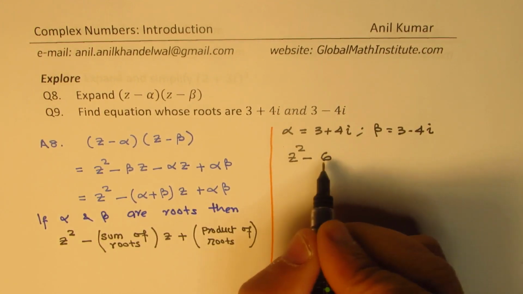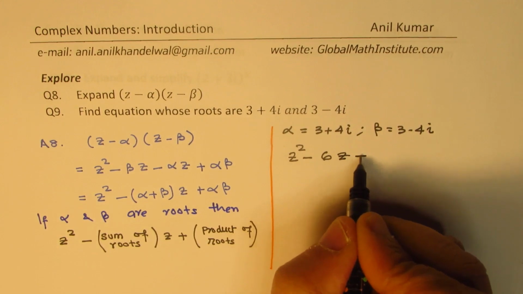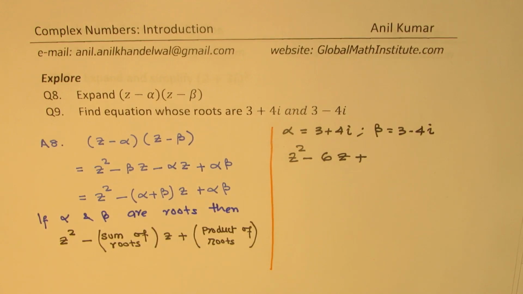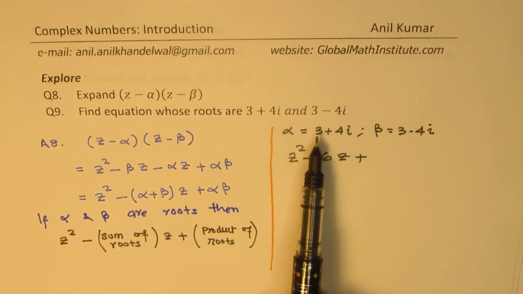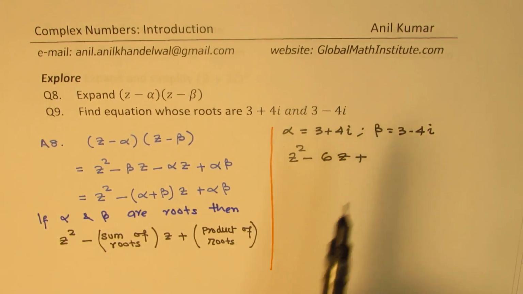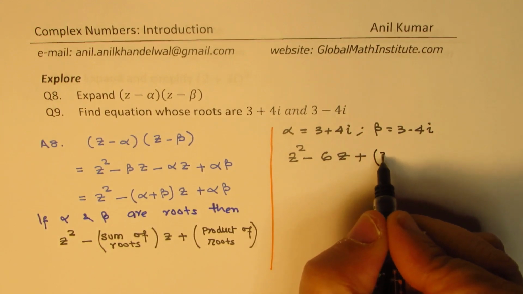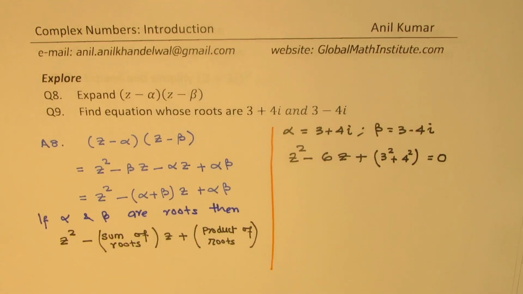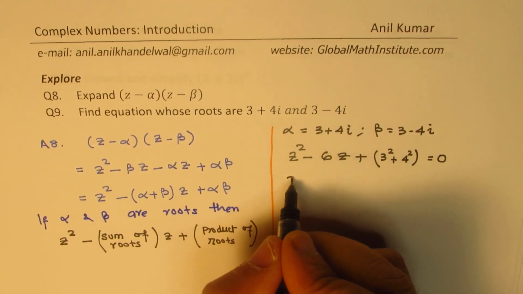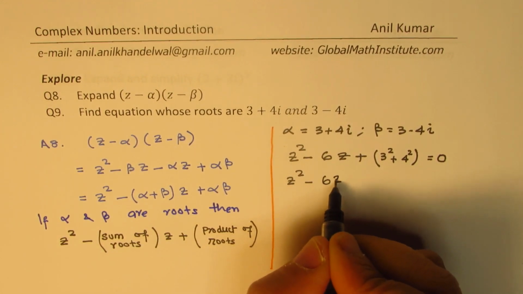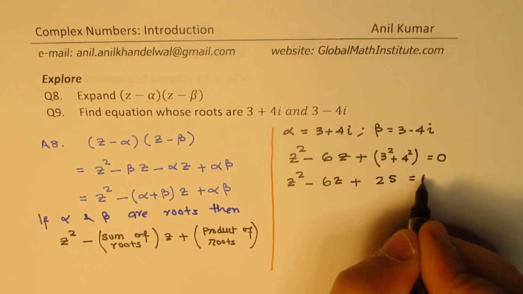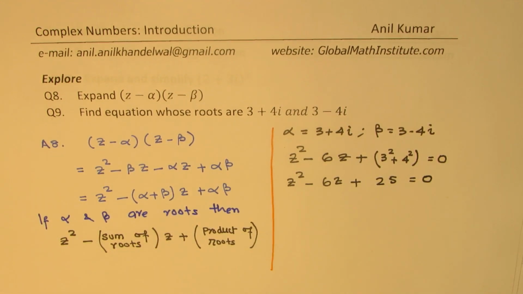Sum of roots with a negative sign, right? Plus the product of roots. Now how do you find the product of roots? The product of roots is basically a square plus b square. That is the product of roots, right? So the product of roots is 3 square plus 4 square equals 0. That will be your equation. Correct? So you get your equation as z square minus 6z plus 9 plus 16, which is 25, equals 0. Correct? So that is how you could actually get your equation.